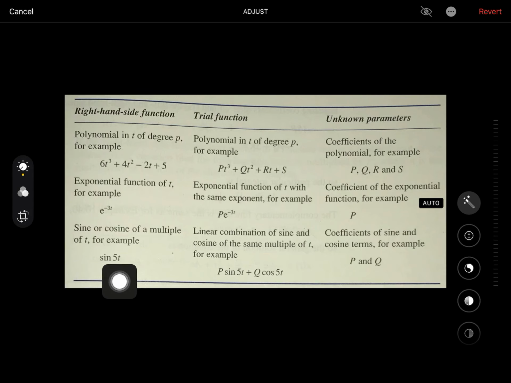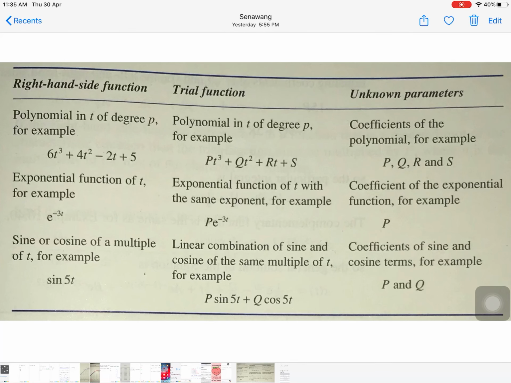And the last one, if the right hand side function is in trigonometry form, but actually we exclude tan, so we only consider sine and cosine for now. This is the trial function that you can use to find the particular integral. If you look closely, the value beside t is 5, so the value inside this function beside t is also 5. Make sure you have that correct. And we only have 2 unknowns that we need to solve. So I think that's all for this video.